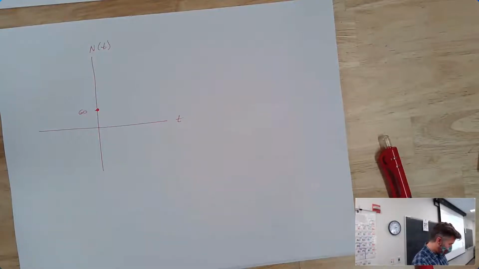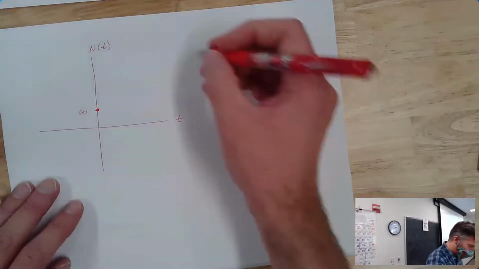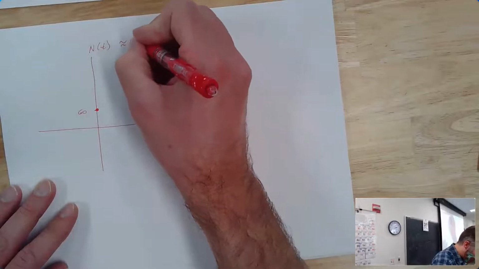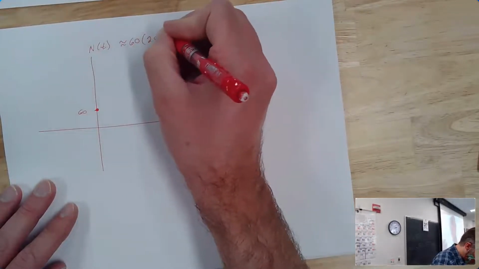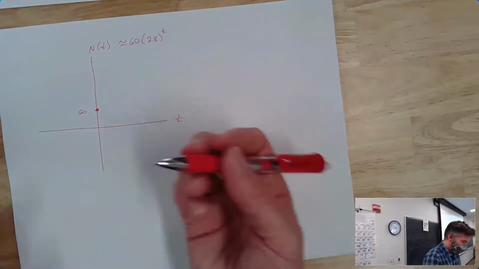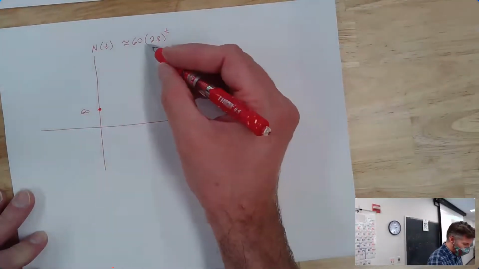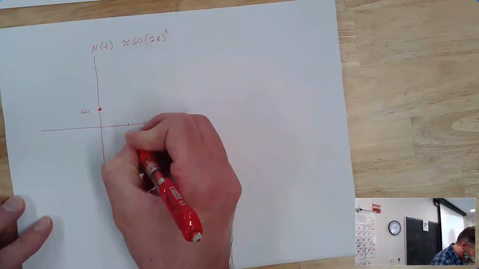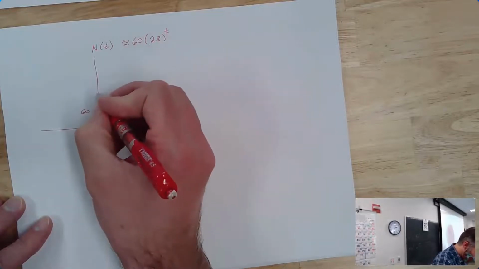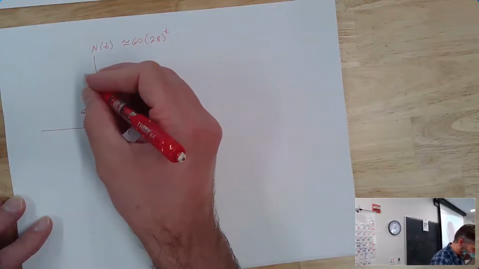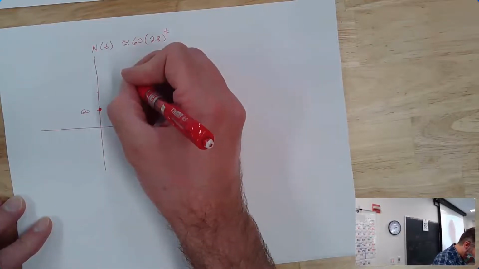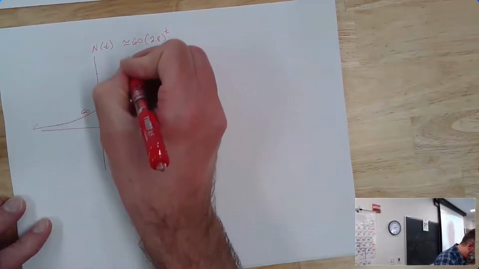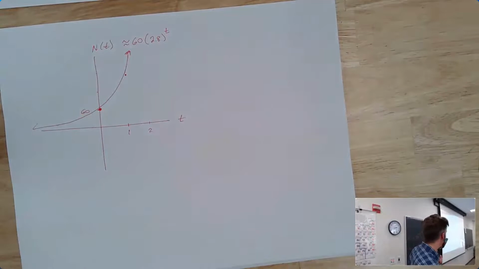Okay, so 10 raised to the 0.45 power is about 2.8. So this function n of t is approximately 60 times 2.8 to the t power. If t were equal to 1, already it's going to get massively bigger. If t is equal to 1, I've got 60 times almost 3, that's like 180-ish. So I'm going to make my t scale big. 60, 80. I'm just kind of making up things, but it's going to look like that. It's going to have the usual exponential graph shape because it's exponential.